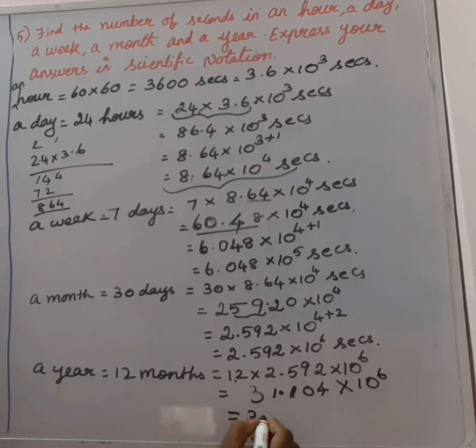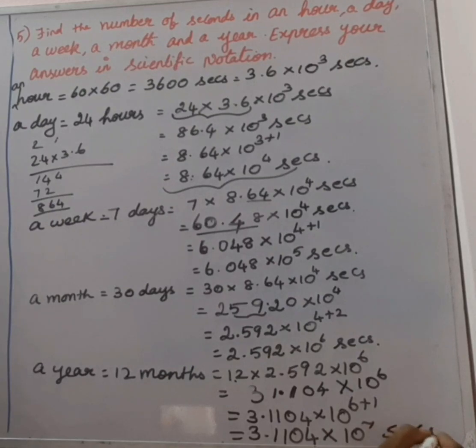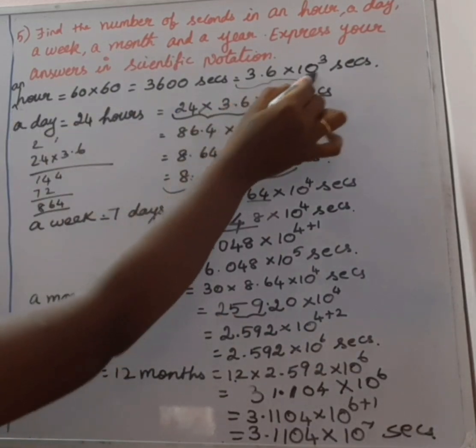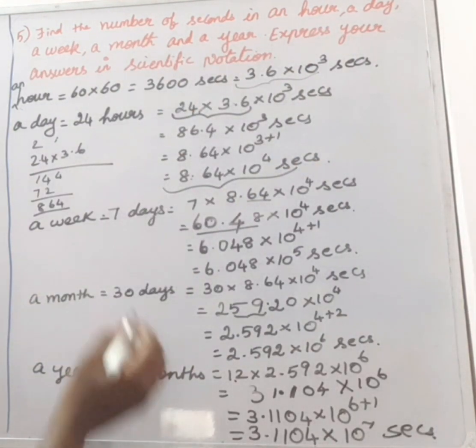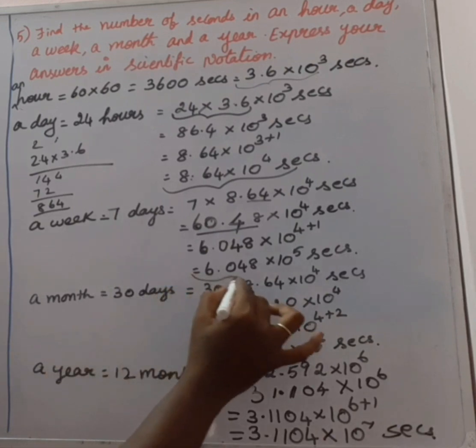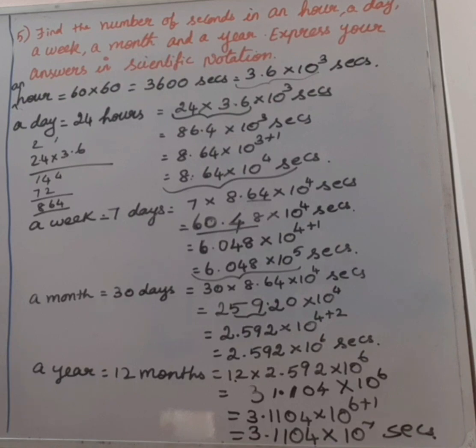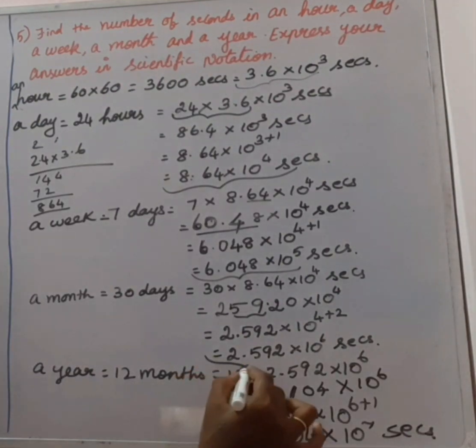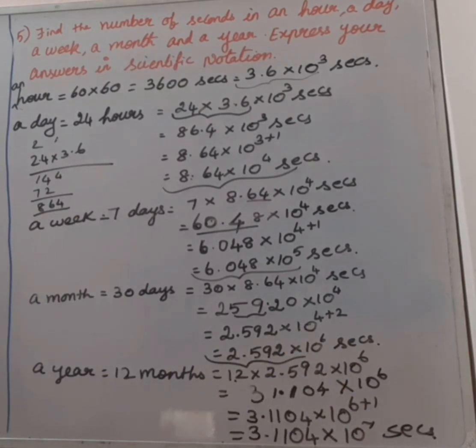So it becomes 3.1104 into 10 power 6 plus 1. So it becomes 3.1104 into 10 power 7 seconds. So this is the value of an hour: 3.6 into 10 power 3. A day is 8.64 into 10 power 4. And a week is 6.48048 into 10 power 5. And a month is 2.592 into 10 power 6. And a year is 3.1104 into 10 power 7 seconds.